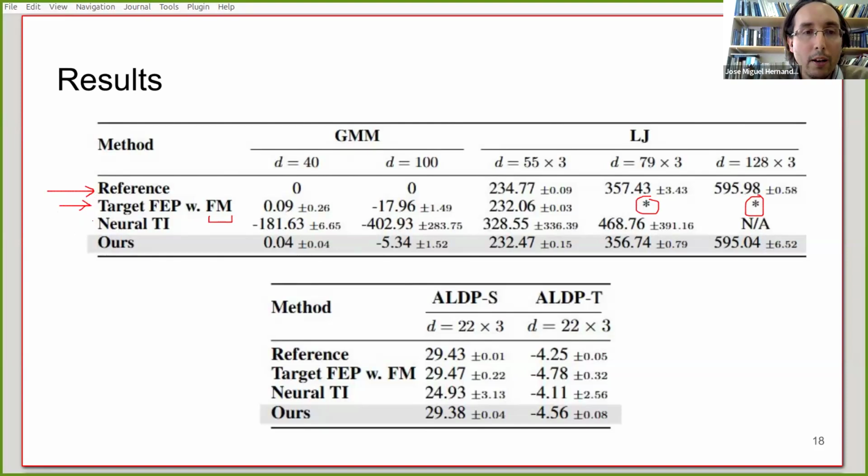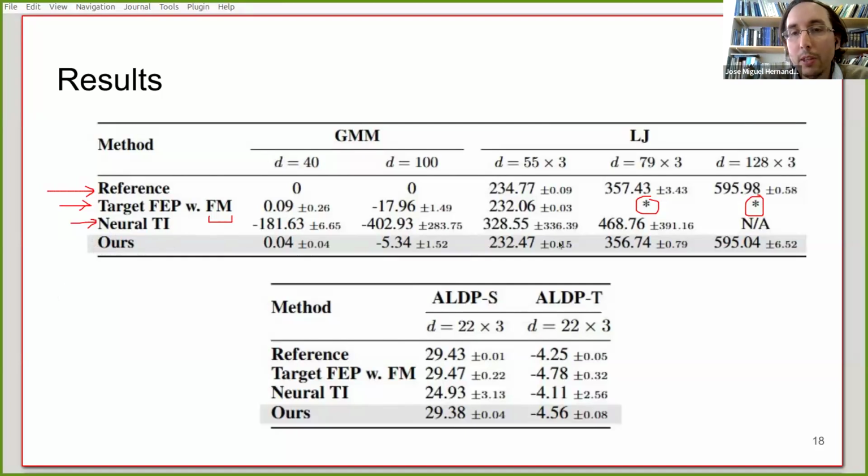We compare with neural thermodynamic integration, which uses a diffusion model learned from data. You learn some energies of the samples generated with diffusion, and then you use those energies to estimate the free energy difference. I didn't have time to describe this method in detail, but it's a common baseline, a recent baseline in the literature. And we include results for our method here.